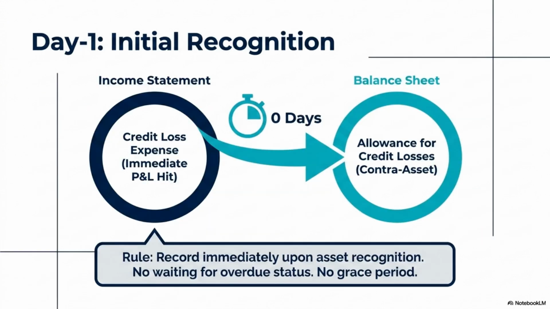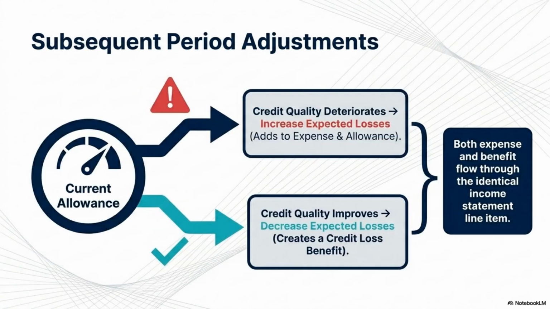At day 1, the moment a financial asset is first recognized, you immediately record the expected credit loss. The entry is debit credit loss expense, credit allowance for credit losses. There is no waiting period. There is no grace period for overdue status. The loss estimate hits the income statement on day 0, and the contra-asset allowance is established on the balance sheet at the same time. This is one of the most significant behavioral changes CECL introduced compared to the old incurred loss model.